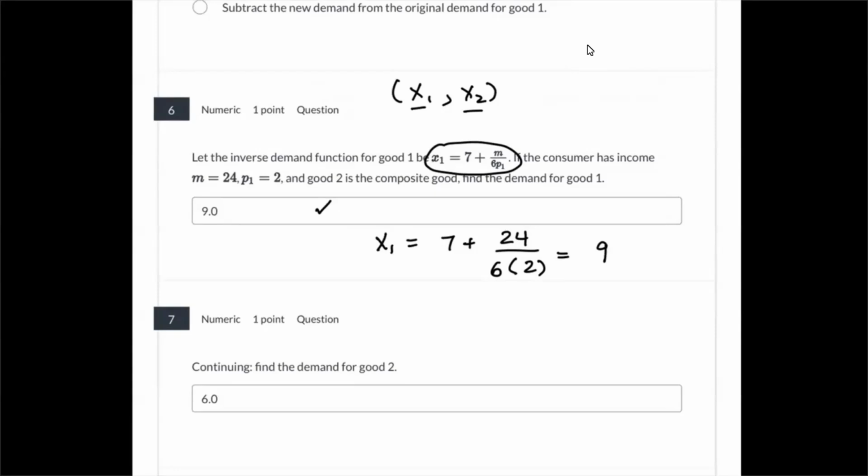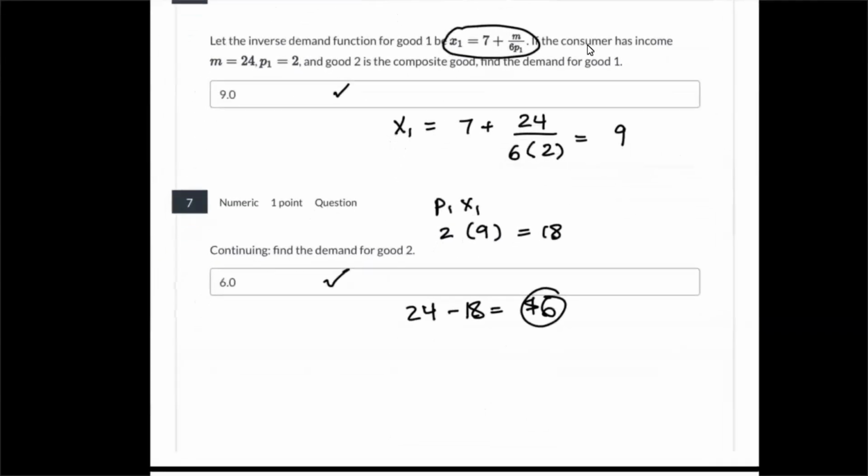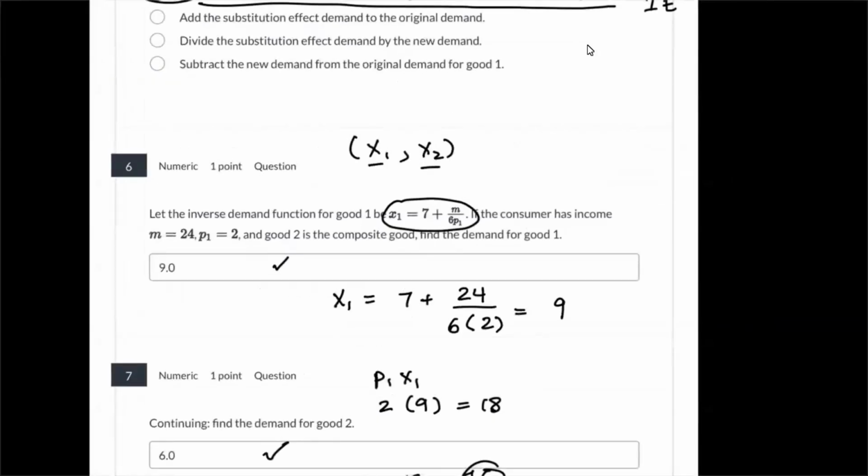So what's our expenditure on good 1? P1 x1, which here is 2 times 9, or 18. How much do we have left over? Our income is 24. 24 minus 18, we have $6 left. So the demand for good 2, the money we have left over, is 6. And our original bundle is 9, 6.